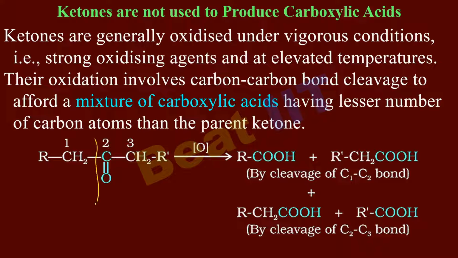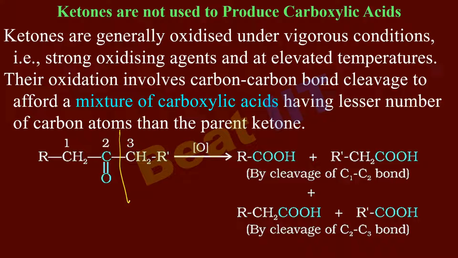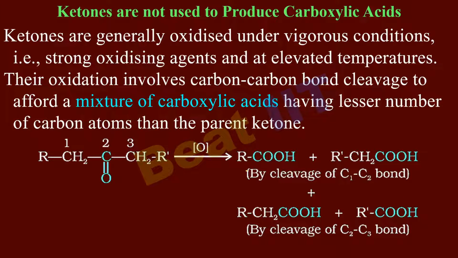So one cleavage will happen from here. This cleavage will give you RCOOH and R-CH2COOH. If the cleavage is here, you will get R-COOH, and from here you will get RCH2COOH. So in total, 4 carboxylic acids. That's why it is not preferred.